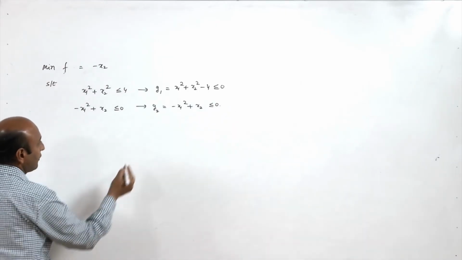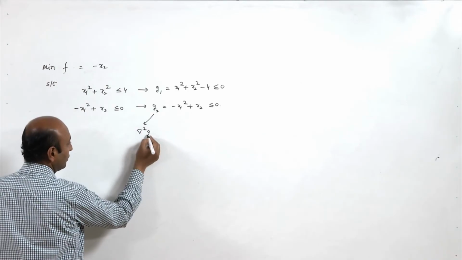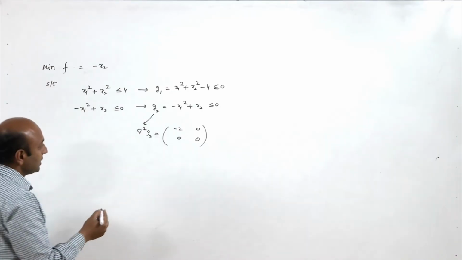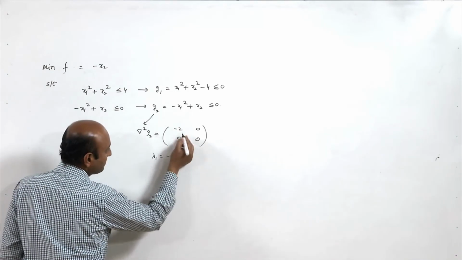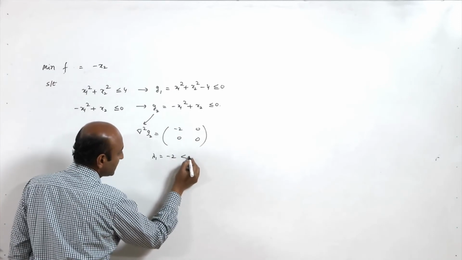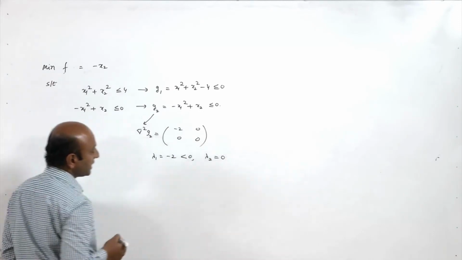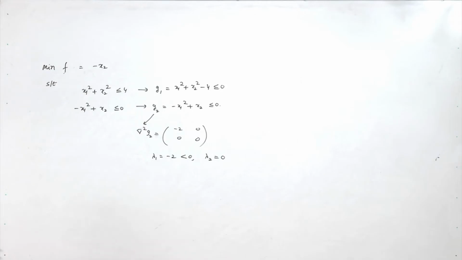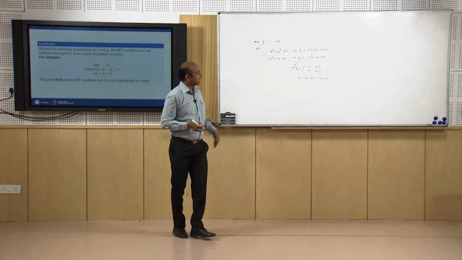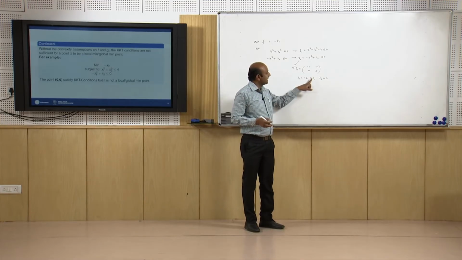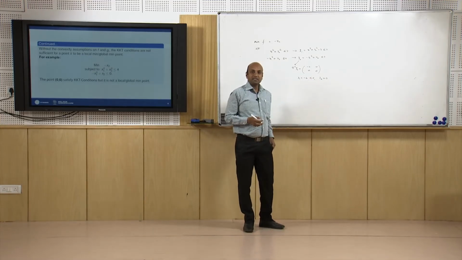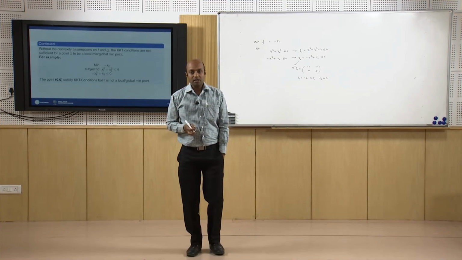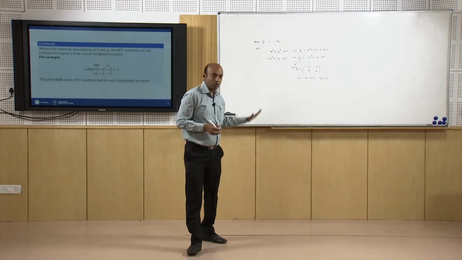You can easily see when you find del square of g2, it is the matrix minus 2, 0, 0, 0. So, here the first eigenvalue is minus 2, which is less than 0, and the second eigenvalue is 0. Or you can use the test of principal minors to check the definiteness of this matrix. Now, the first eigenvalue is negative and the second is 0, this means this matrix is negative semi definite, hence g2 is a concave function. So, this problem is not a convex programming problem.